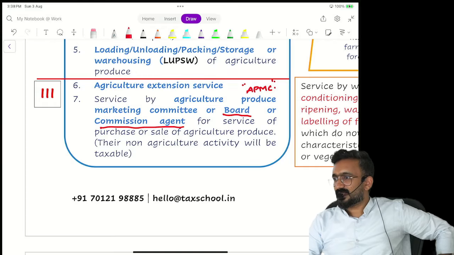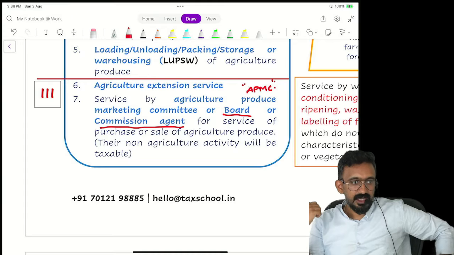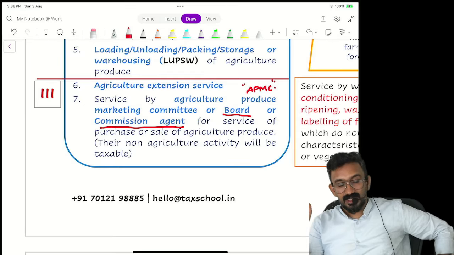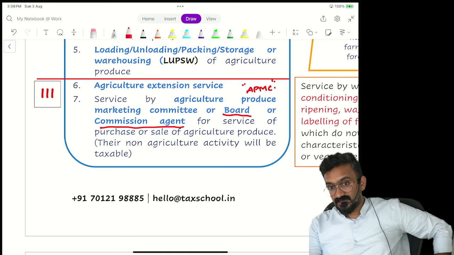Are these commissions taxable? No, it is exempt. That's what is given here. Service by agriculture produce marketing committee or board or commission agent for purchase and sale of agriculture produce will be exempt. What is taxable? Their non-agriculture activity could be taxable. This is a specified supply, a specified activity, only purchase and sale of agriculture produce.